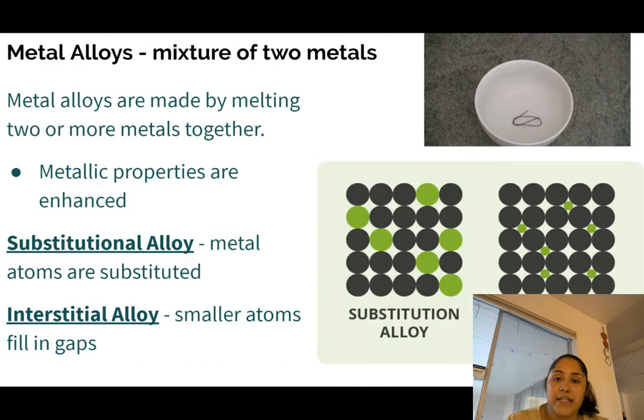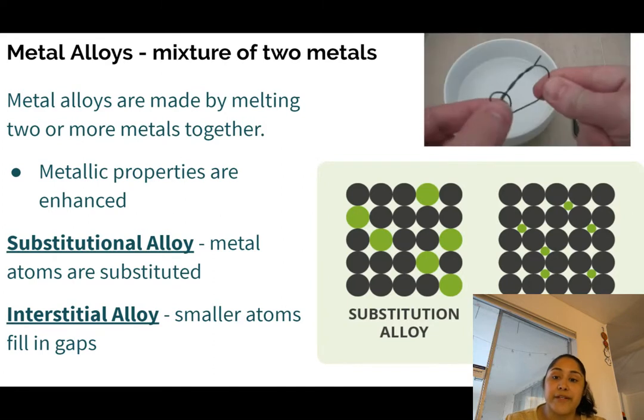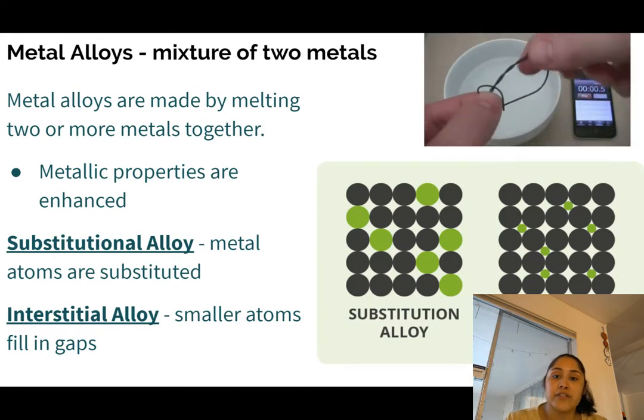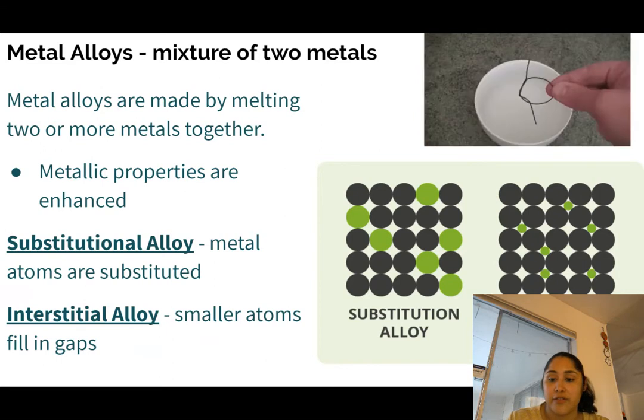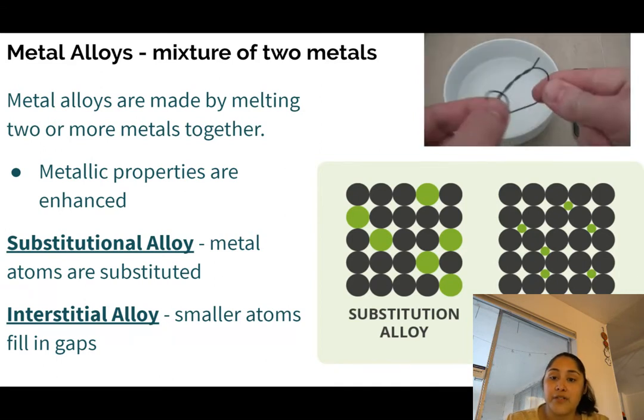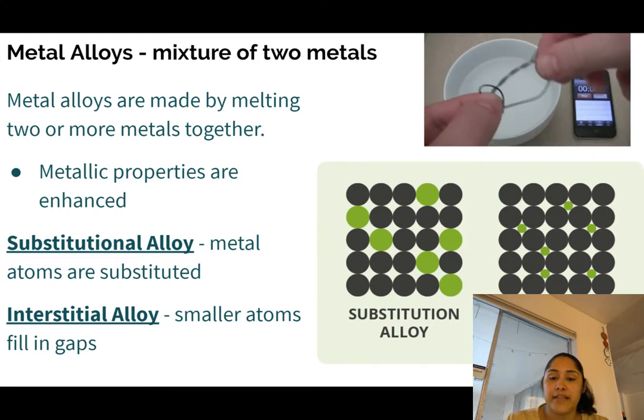Let's move on to metal alloys. Metal alloys are mixtures of metals. And so these mixtures are made by melting different metals together. And these metals are going to come together in different types of alloys. So you have substitutional alloys and interstitial alloys. So in a substitutional alloy, metal atoms are substituted by other metal atoms, and that affects the way that that metal alloy is going to behave.